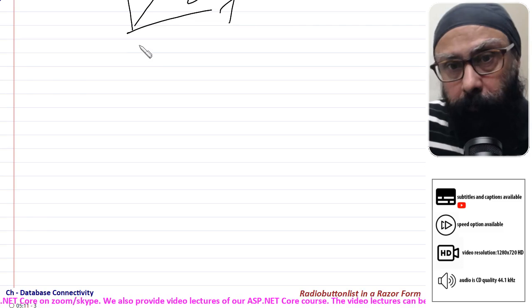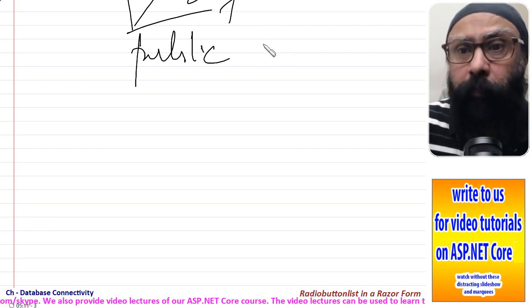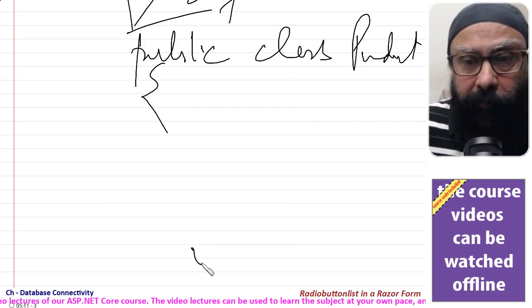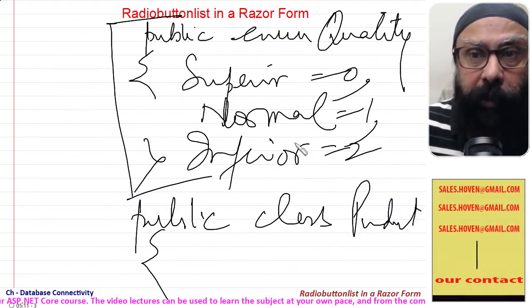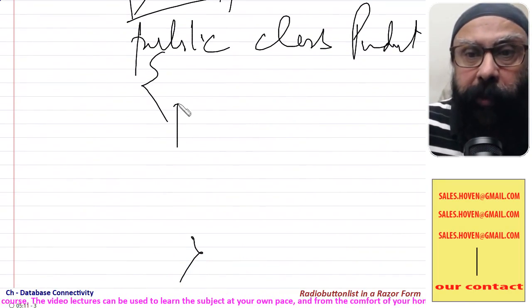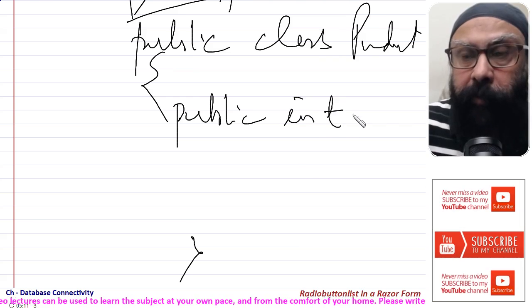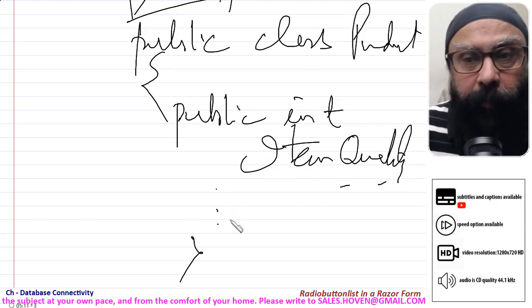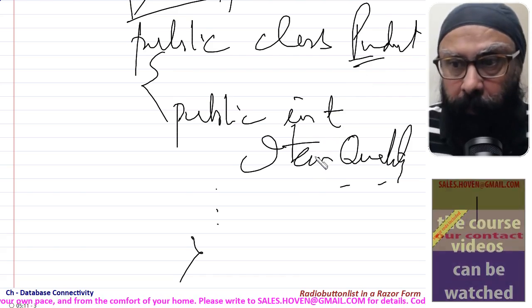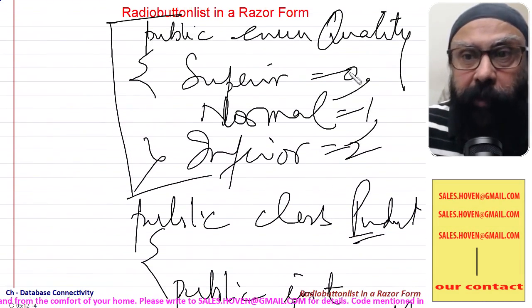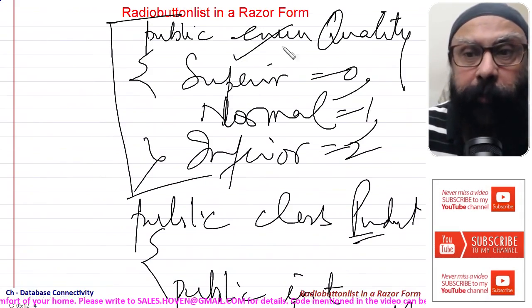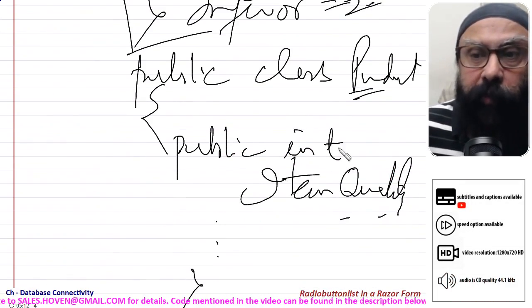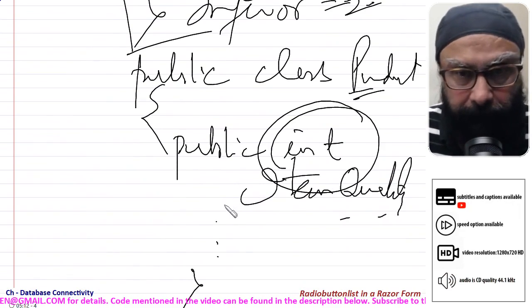And let us say we have a model class also, some model product, and one of the properties is based on this enumeration, and let us call that property public int item quality, with get and set, and there are other properties on this model class. This item quality derives its value from this enumeration. The display will be superior, normal, inferior, but the backend value will be 0, 1, 2, and this value will ultimately be connected to this property.